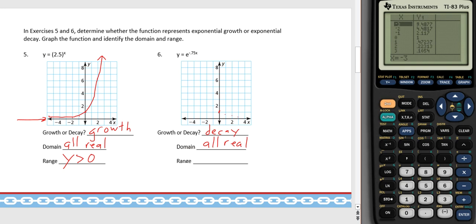And lots of approximations here with the data. With that natural base e, that's going to give us some tricky data to graph. So we see that the graph comes in from positive infinity and approaches 0. So again, my range is going to be y is greater than 0.